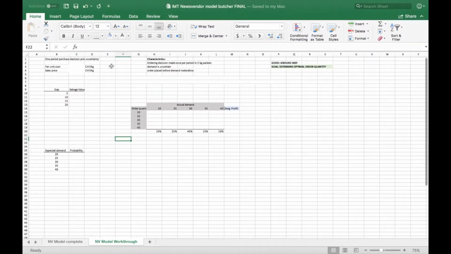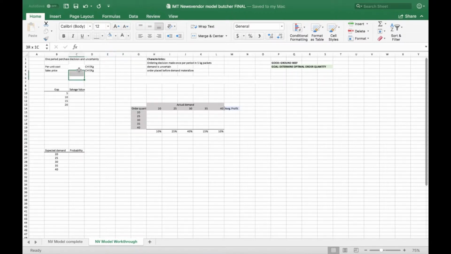So to get started with Excel, let's look at our characteristics. Ordering decision once per period in 5 kilogram sessions. Now, of course, demand is uncertain, which is our problem. The good being ground beef, and our goal is to determine the optimum order quantity so that the butcher may get the maximum profit.